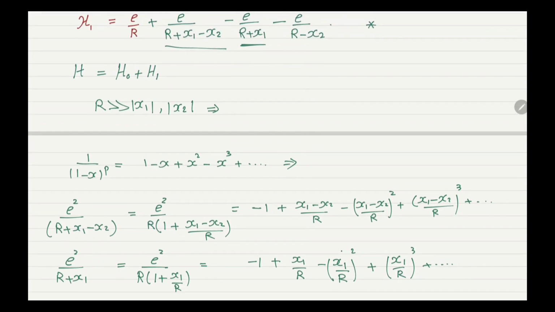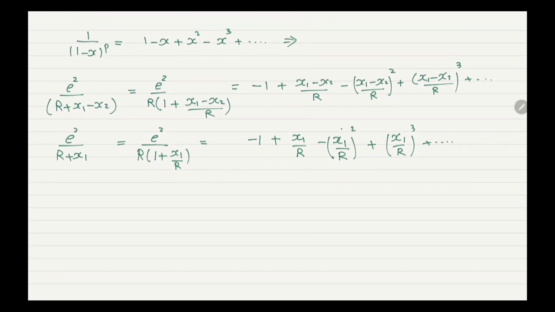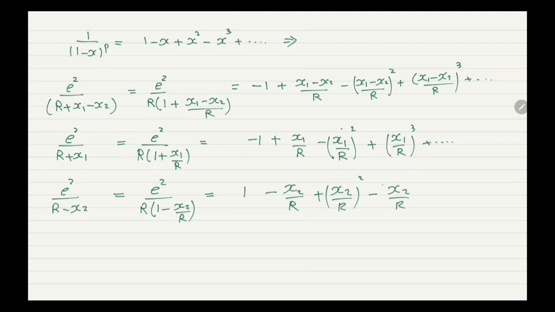Let's continue here. Add this expansion for this one here. So e squared over R minus x2, in this case, is equal to e squared over R times 1 minus x2 over R, which equals 1 minus x2 over R plus x2 over R squared minus x2 over R cubed, and the higher orders.